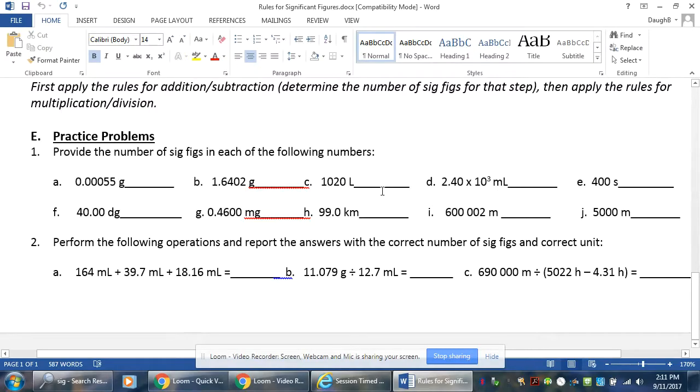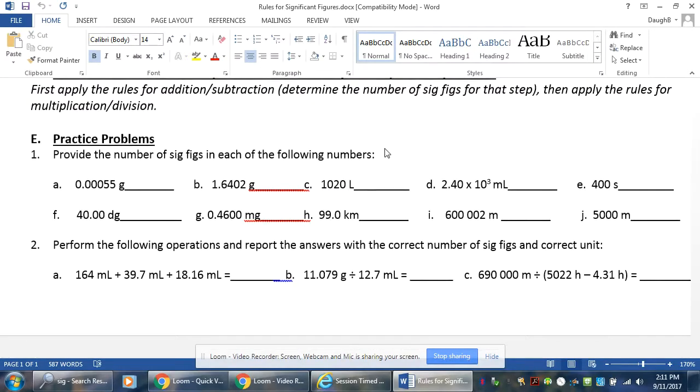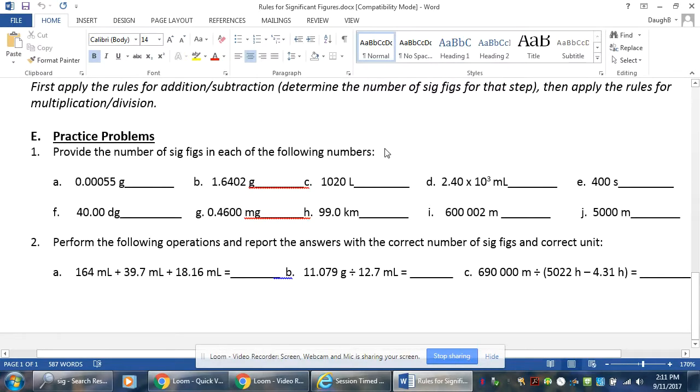So, I'm back. I just wanted to do a couple practice problems with you. I have the rules brought up here with the problems at the end. So let's look at 1A.